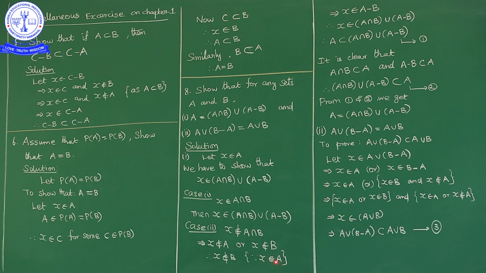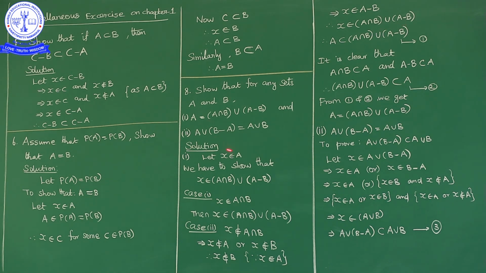Since x is an element of A, and x does not belong to B, x is an element of A and x is not an element of B. So obviously x is an element of A minus B. As x belongs to A and x does not belong to B, x belongs to A minus B. As x belongs to A minus B, x belongs to (A intersection B) union (A minus B).